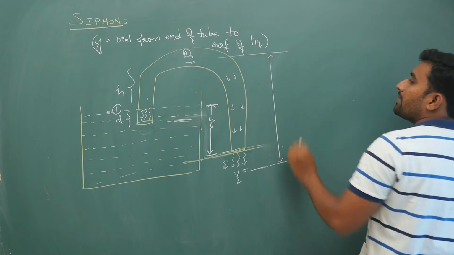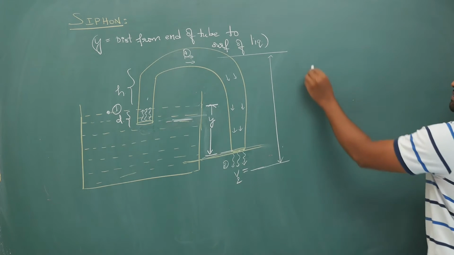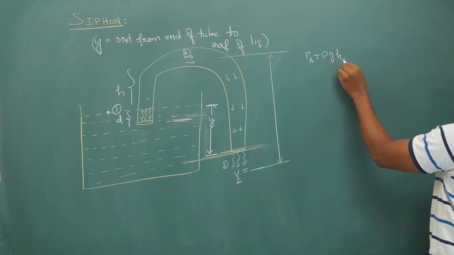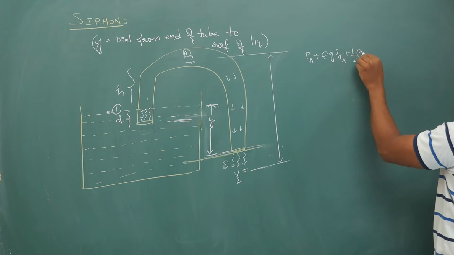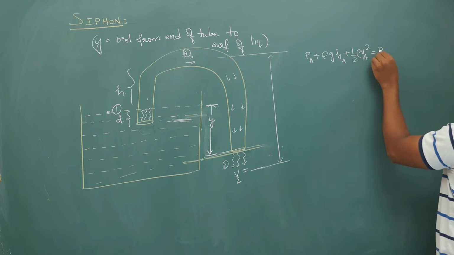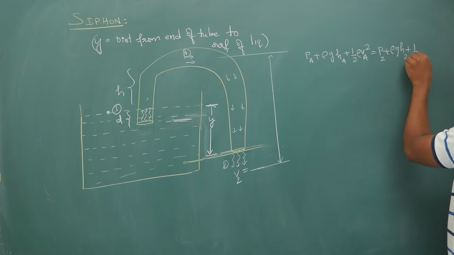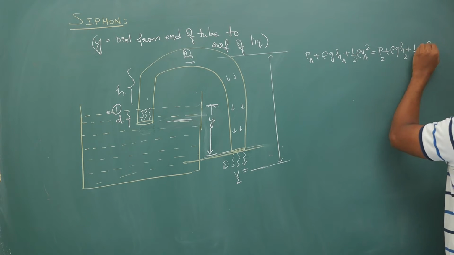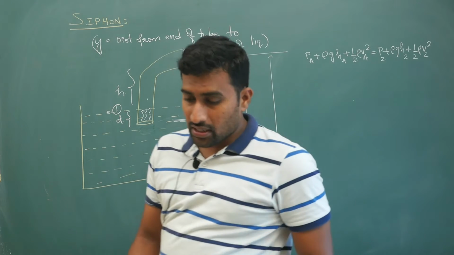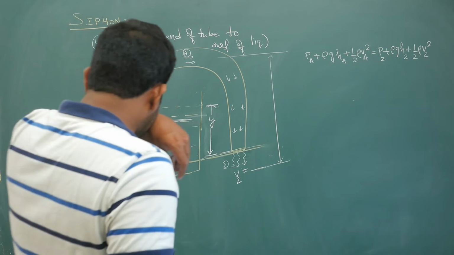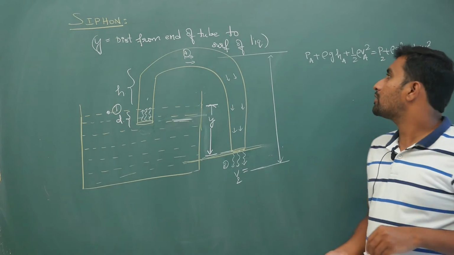Now we have seen that your V2 is under root 2gy. Now PA plus rho g into height of A plus half rho VA square is equal to P2 plus rho g into height of 2 plus half rho V2 square. So what am I doing? I am trying to apply Bernoulli's equation between point A and point 2.